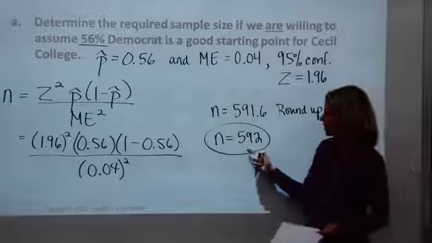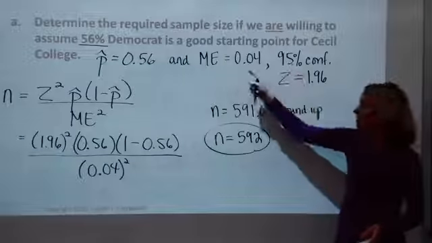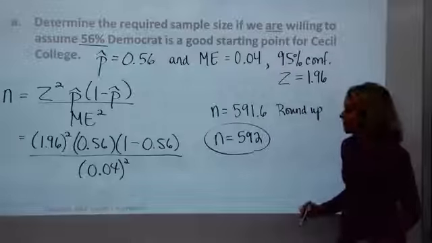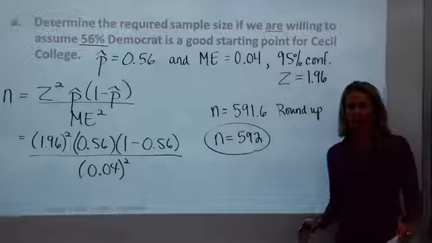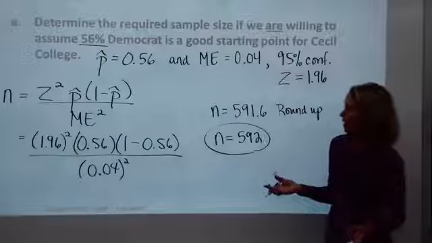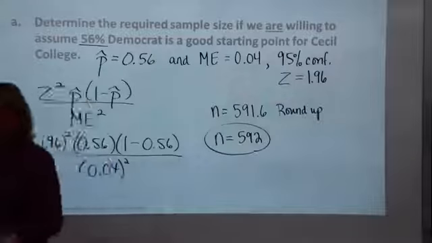If we sampled 592 residents, we'd be able to construct a 95% confidence interval that would have a margin of error of approximately 4%. Okay, so that's part A. In part A, we had a best guess for the value of p hat. Let's go to B.